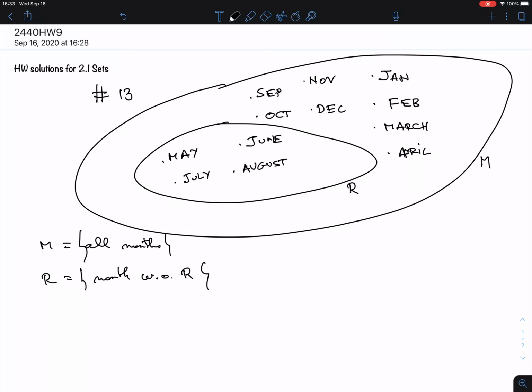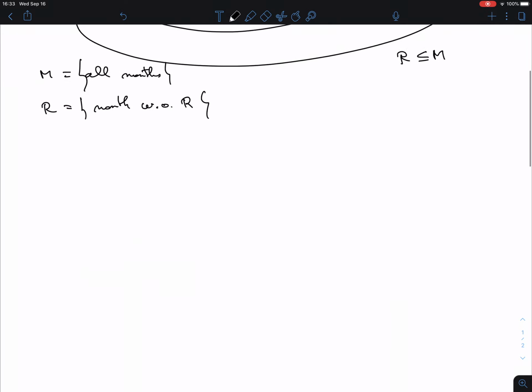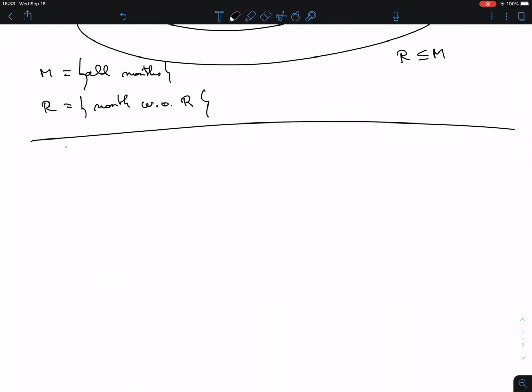Okay. All right, so that's the first one, and what this illustrates is that we have R sitting inside M. And of course, that's by design, because R is a collection of months with a certain property. Okay. Then the other one that I want you to do was 17. Remember, we are doing proofs once in a while, and I want you to see a proof here once in a while.